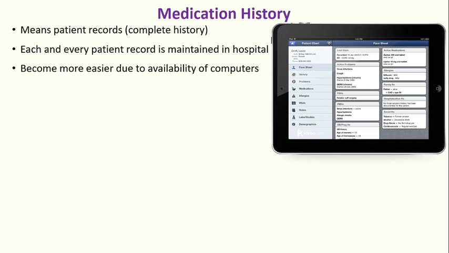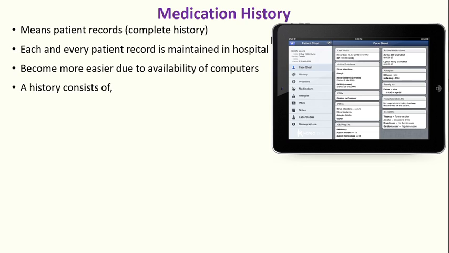It can be retrieved with the help of the PRN number, that is, the patient registration number. This information is fed by the physician as well as the pharmacist or the nurses after administration, after consulting, and after dispensing of the medication. So at any time that information can be retrieved with the help of computers.